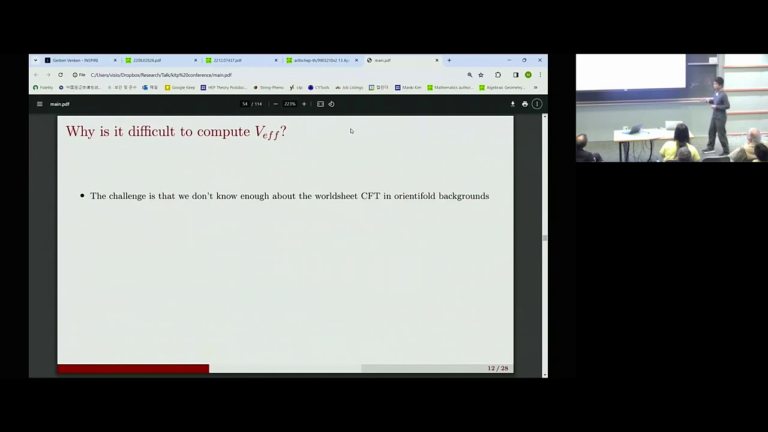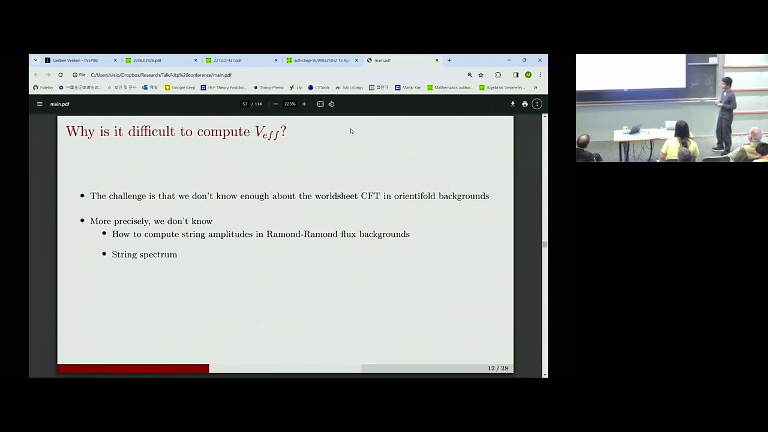Let me summarize the challenge here. The challenge is really that we do not know enough about the worldsheet CFT in a Calabi-Yau orientifold background. More precisely, we do not really know how to compute string amplitudes in Ramond-Ramond backgrounds to really go beyond the leading order in g_string, for example. We do not know the string spectrum. We do not know the D-branes and O-planes, really, except for their zero-mode approximation. And for example, we do not know the OPEs of the vertex operators. And all of these are making us really suffer.